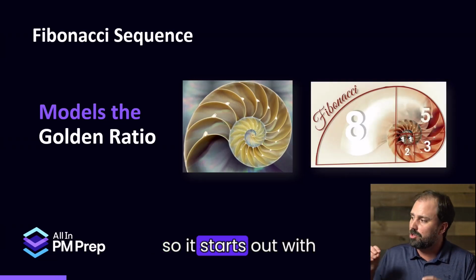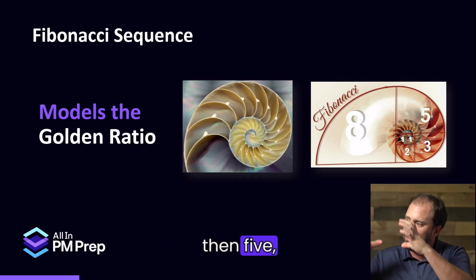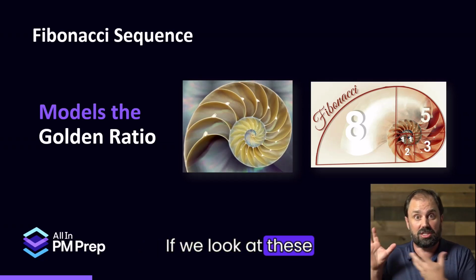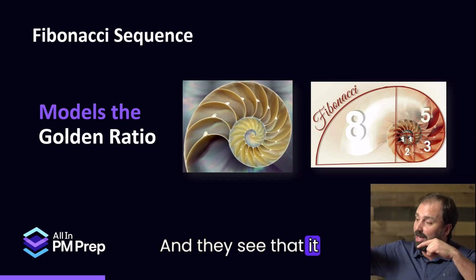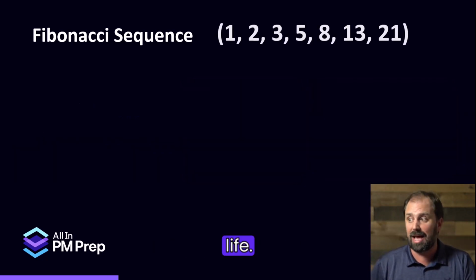Magic, all right? It starts out with the size of 1, and then it goes to double the size, then 3, then 5, then 8, and it gets bigger in an organized, predictable pattern. If we look at these shells, I didn't do the work, the marine biologists, I guess, did, and they see that it happens all the time. So it's like a golden ratio that happens in life, and we model it.